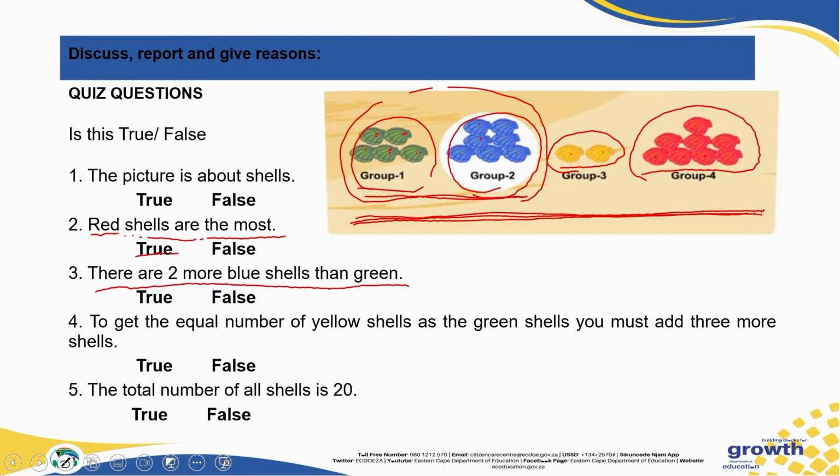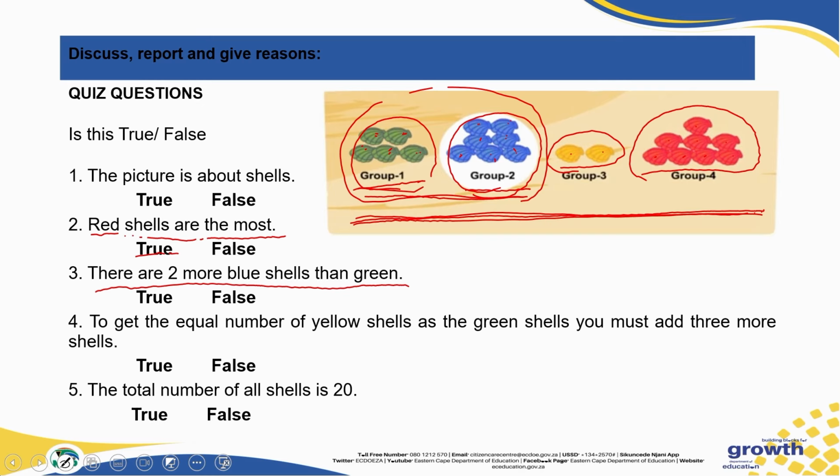1, 2, 3, 4, 5. We are saying there are 5. There are 5 now. The green shells are 5. Let us now count the blue shells. 1, 2, 3, 4, 5, 6, 7. They are 7. That means the blue shells are more than these green shells.